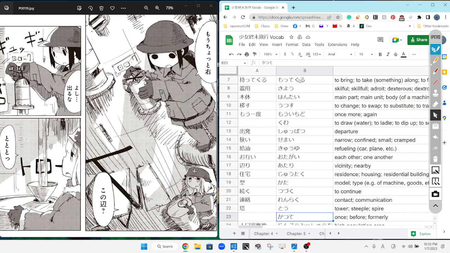Oh, I'm just waiting for it to load. All right. Here it is. Mo chotto migi. Kono atari. Yosh, deru na. So the first bubble, it says a little bit on your right. Like this. Then she says, "Yosh, deru na." So, yes, that it's coming out. Totono is like a sound that she's mimicking, like the drops, I guess, water.